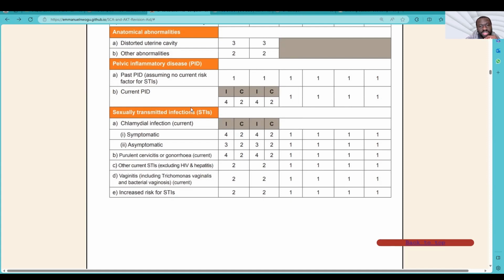Of course, PID. You don't want to initiate if the patient has current PID. If the patient already has a Mirena coil or a copper coil, it's not an absolute indication for removal. It's an absolute contraindication for insertion. But if they already have it in there, you can take some swabs and start them on broad spectrum antibiotics. And if the infection is not improving, then you consider removing the coil.